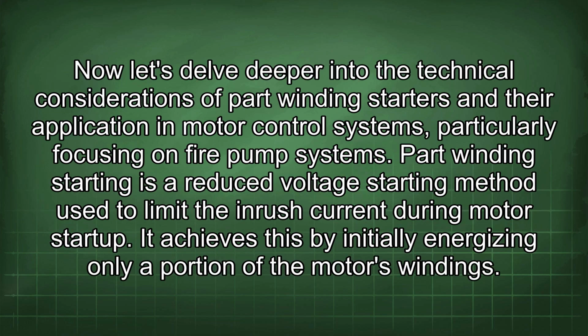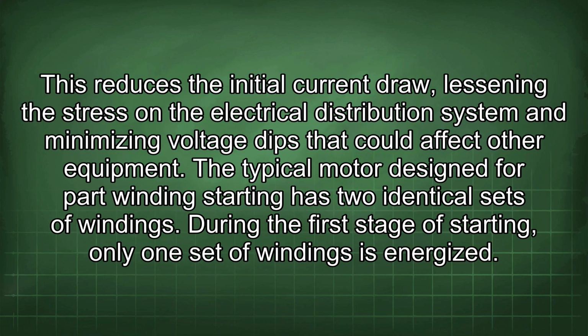Now let's delve deeper into the technical considerations of part winding starters and their application in motor control systems, particularly focusing on fire pump systems. Part winding starting is a reduced voltage starting method used to limit the inrush current during motor startup. It achieves this by initially energizing only a portion of the motor's windings. This reduces the initial current draw, lessening the stress on the electrical distribution system and minimizing voltage dips that could affect other equipment. The typical motor designed for part winding starting has two identical sets of windings.